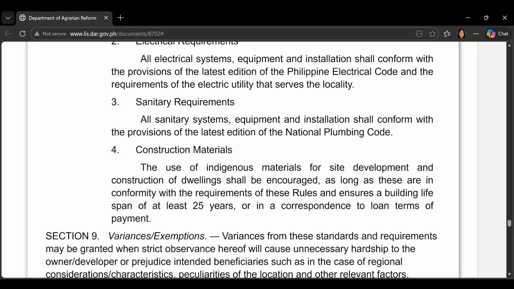4. Construction materials. The use of indigenous materials for site development and construction of dwellings shall be encouraged, as long as they are in conformity with the requirements of these rules and ensure a building life span of at least 25 years or in correspondence to loan terms of payment.